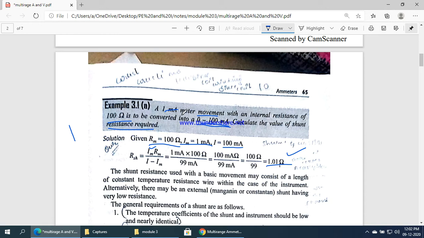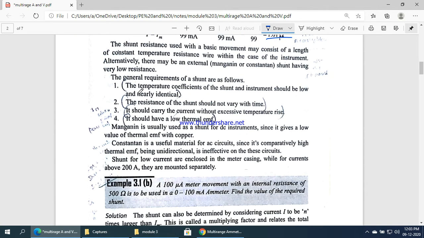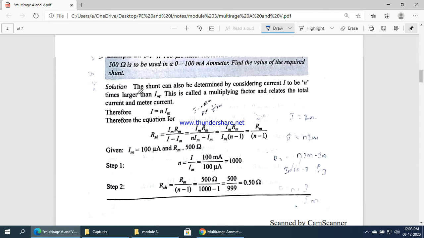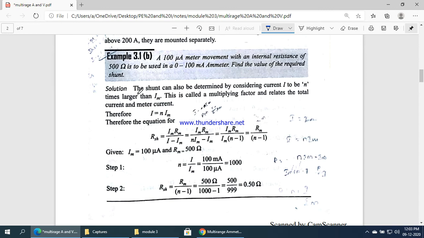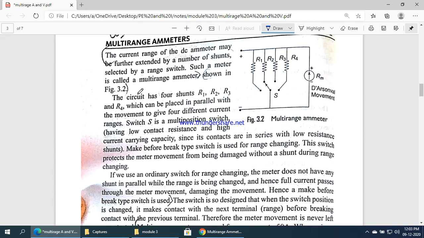So wherever in the problem they mention a meter movement, in the sense that is the D'Arsonval related parameters, D'Arsonval current and D'Arsonval resistance, RM and IM. Clear? So these things are the general requirement we studied. So take this one as a problem, an assignment, same as the previous problem, try to solve this one. Now we look at the actual syllabus, that is multi-range ammeters.